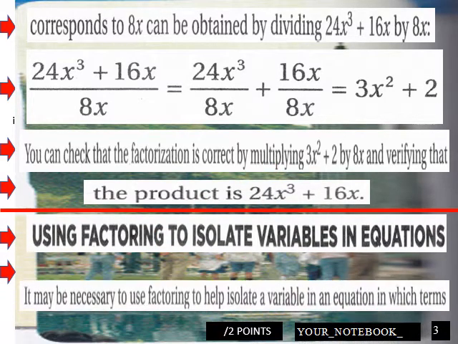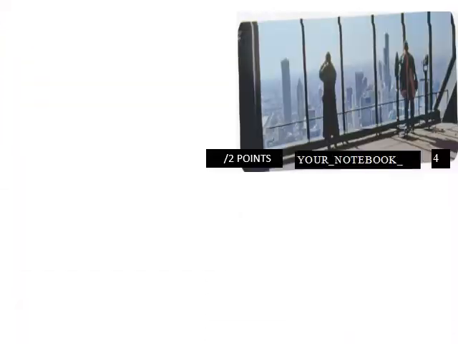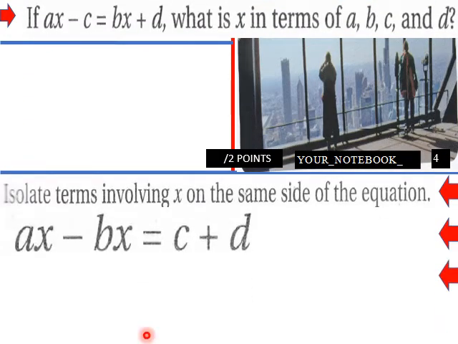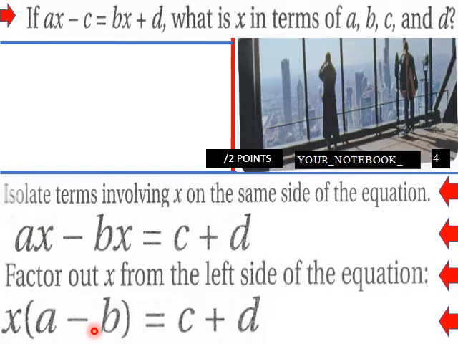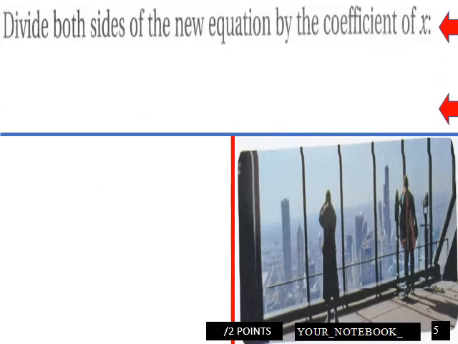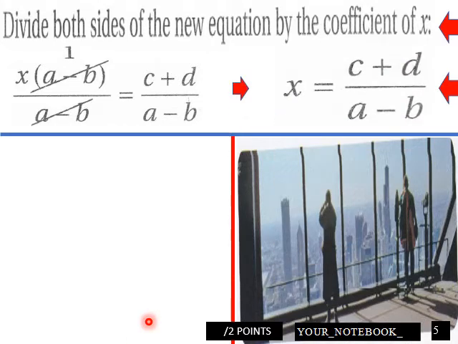Using factoring to isolate variables in equations, it may be necessary to isolate terms. To do that, we need to factor. So in this equation, factor out x from the left side, a minus b. Simplifying terms will make it easier to solve when you simplify them by factoring. And then these cancel out here, and x equals this quantity or this expression here.